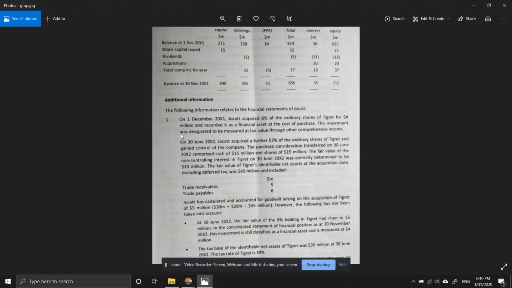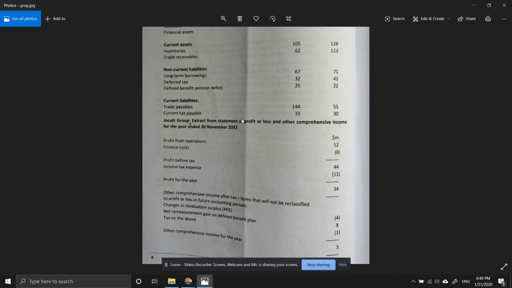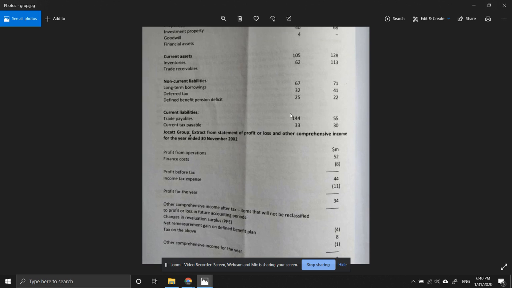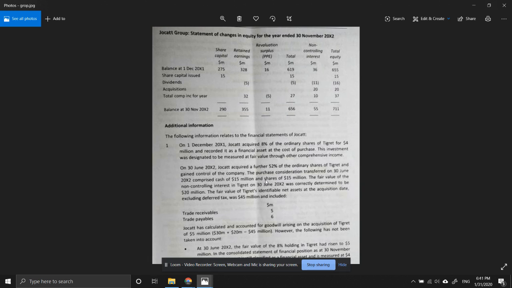So the following information relates to the financial statements of Jocatt on 1st December 20x1, which means exactly 1 year before, right? Acquired 8% of the ordinary shares of Tigret for 4 million and recorded it as a financial asset at the cost of purchase. So 4 million, remember we had a 4 million financial asset, that means it is of that. Okay, where is this financial asset? So it is equity investment, right?